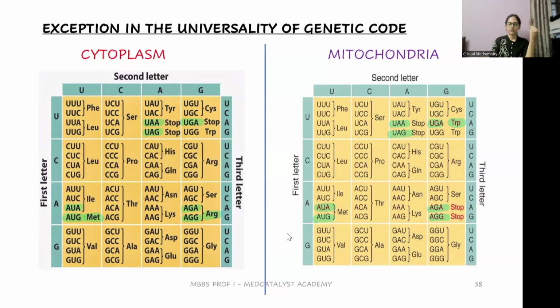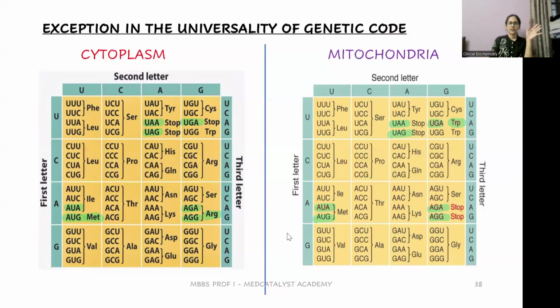So one more if you want to know. Tryptophan has only one codon in cytoplasm, but you have 2 codons in mitochondria. So in cytoplasm, what did we see? Methionine and tryptophan have only one codon, but in mitochondria methionine and tryptophan have 2 codons. So these are the differences that you can see.